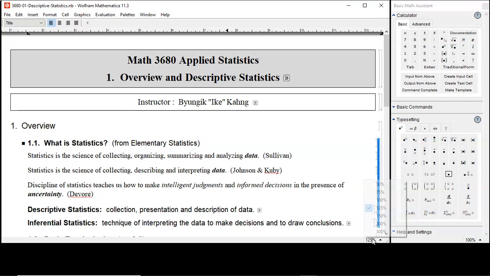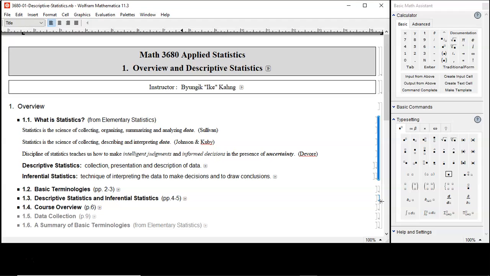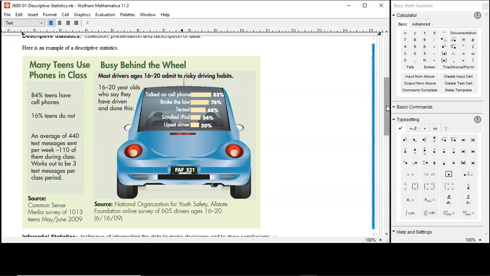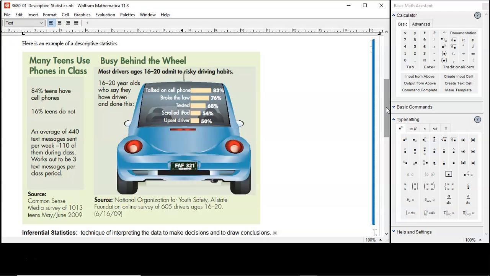Furthermore, depending upon what we do with the data, we can classify statistics further into descriptive statistics and inferential statistics. Descriptive statistics is about collecting, describing, and presenting data, and inferential statistics is something I'm going to explain later. For now, let's go over to an example of descriptive statistics. Here we go. It's an example of graphical presentation of data.